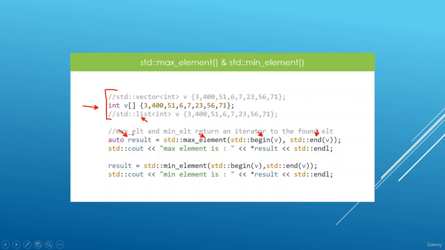So this algorithm is going to give us an iterator pointing to the element that was deemed to be the maximum element in our collection here. We have the same result for our min element algorithm, so we will have an iterator to the minimum element and we can dereference that to print our element here.